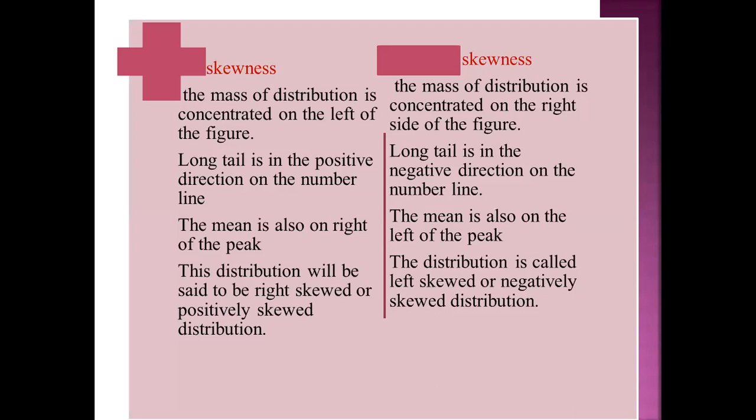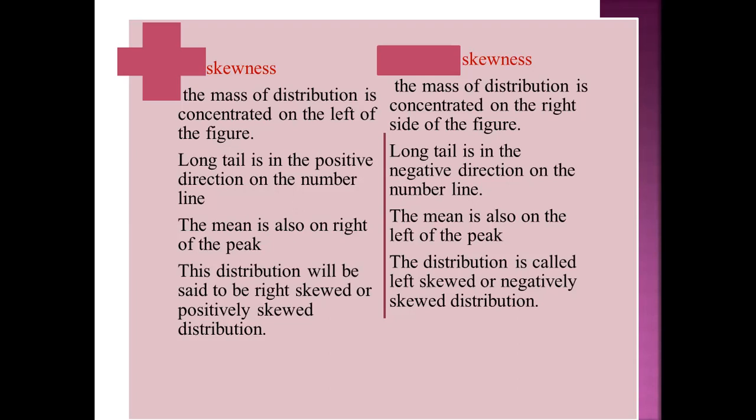First, we will see positive skewness. The mass of the distribution is concentrated on the left side of the figure, and the long tail is in the positive direction on the number line. The mean is also on the right side of the peak. So this distribution is said to be positively skewed or right skewed.